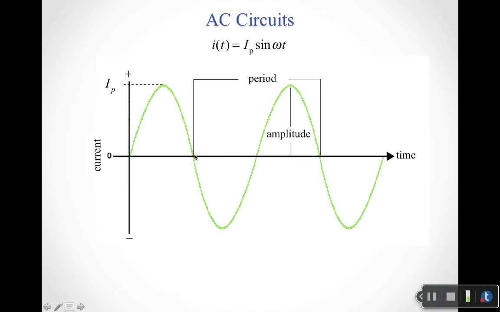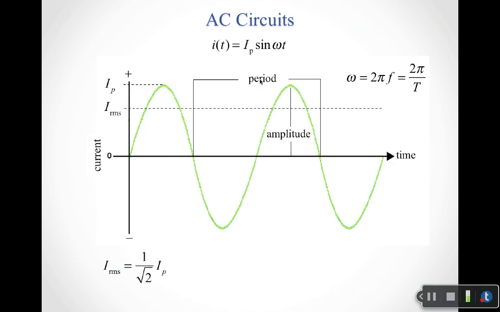As with anything that has a sine curve, there are a couple things I need to pay attention to. One is the period of that curve, which is how long it takes to go through one cycle. Another is the amplitude of that curve, which in this case, since we're plotting the current, corresponds to the peak current. And then we'll talk about the frequency f, how it relates to the angular frequency, and how that relates to the period. So here's the relationship that we can use to relate frequency, angular frequency, and period.